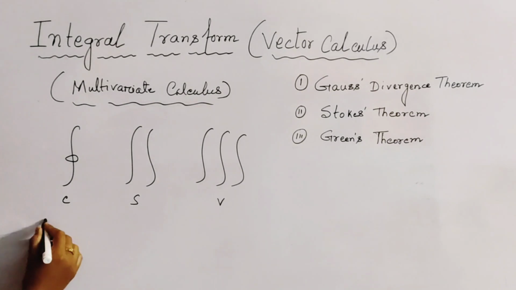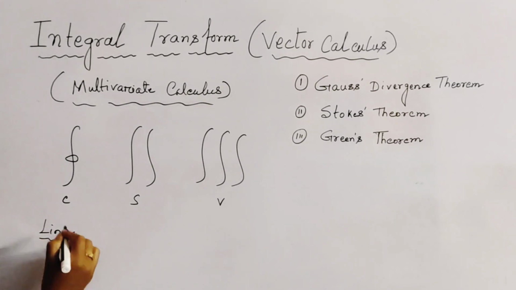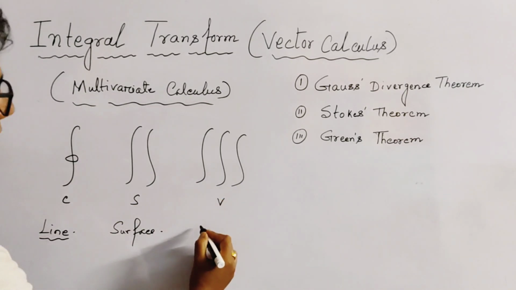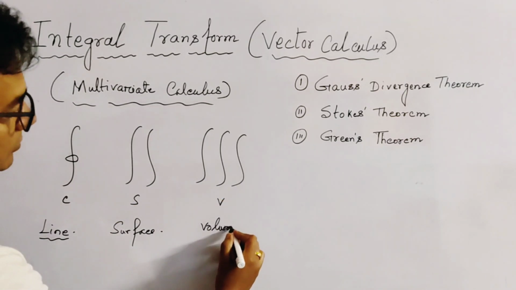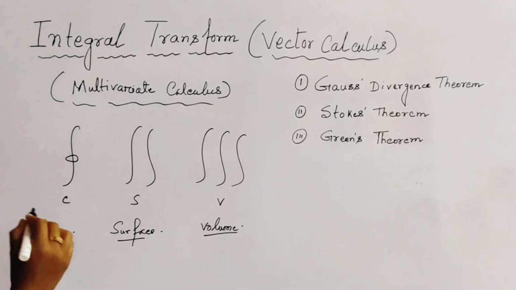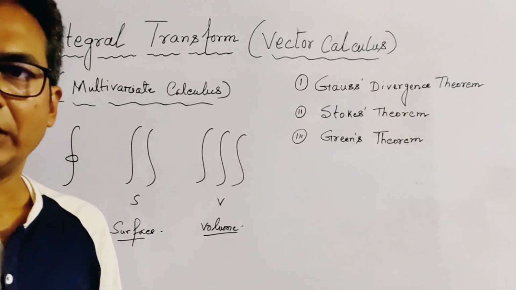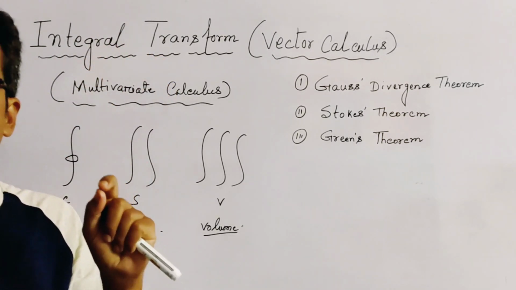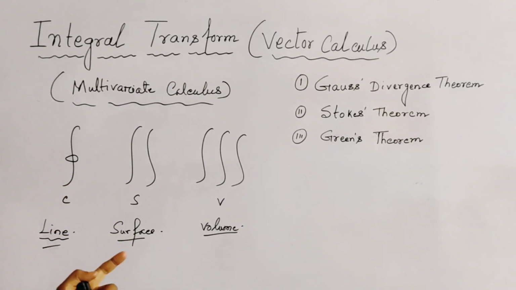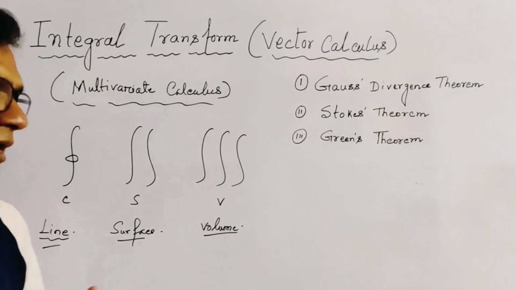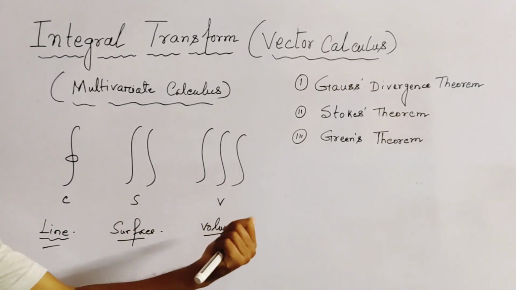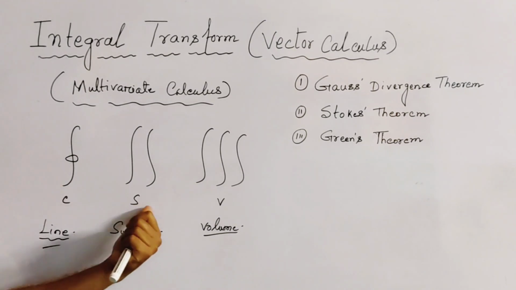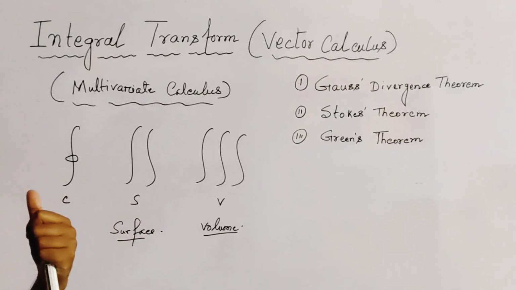This is line integration. This is surface integration. And this is volume integration. We deal with these three types of integration. Integral transform means we transfer one type of integration to another type, like we transfer surface to volume or volume to surface, and surface to line or line to surface.